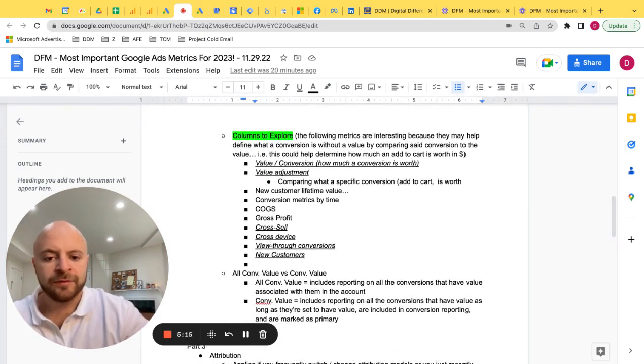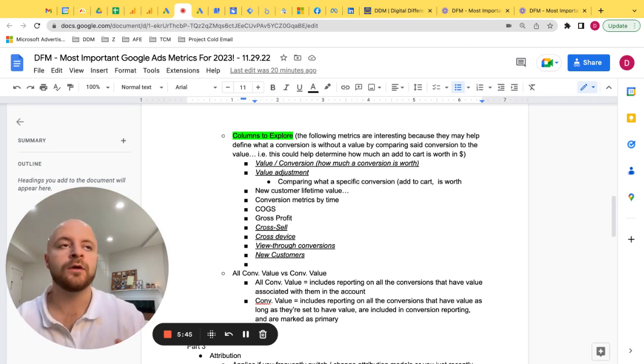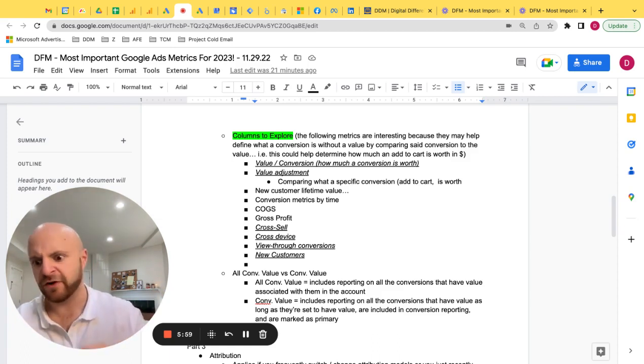So, columns to explore. And don't pay a lot of attention to my underlining and italicizing, but here's columns to explore. But first, the following metrics are interesting because they may help define what a conversion is without a value by comparing said conversion to the value. Okay, what does that mean? Well, things that don't necessarily have an inherent value, such as add to cart. How much is that worth in dollars and cents to your business? Things like beginning the checkout phase. How much is that worth in dollars and cents to your business? Those metrics are usually back of the napkin calculated or very, very time consuming, sophisticated formulas to figure out what they actually mean.